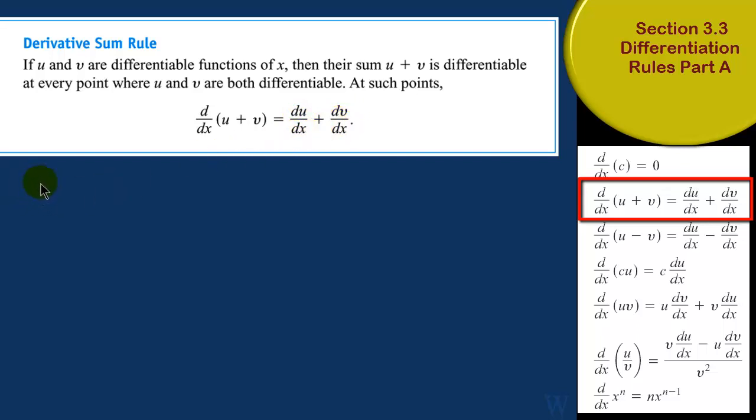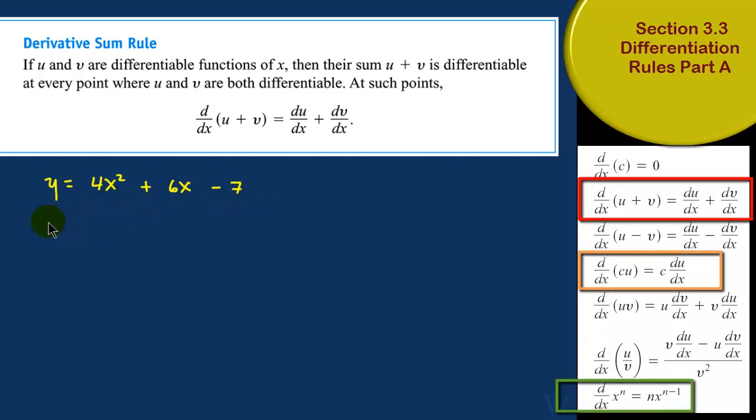Let me take a particular example. Say y is equal to 4x squared plus 6x minus 7. So this is a sum of a quadratic and a linear function. If I apply the sum rule, y prime will just be the sum of the derivative of each term. So the derivative of 4x squared is equal to 8x, plus the derivative of 6x is 6, and of course the derivative of negative 7 is 0. So y prime is equal to 8x plus 6.